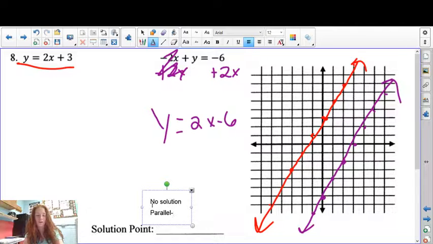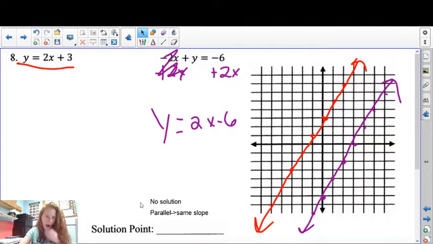And I could have looked at it right away and said, I already know they're not going to meet, and here's why. When you have the same slope, they turn out to be parallel lines. So if I see parallel, I should say, hey, the same slope. My 2x here is the same as my 2x there. So it means they will never meet.